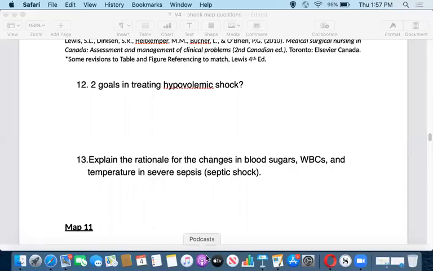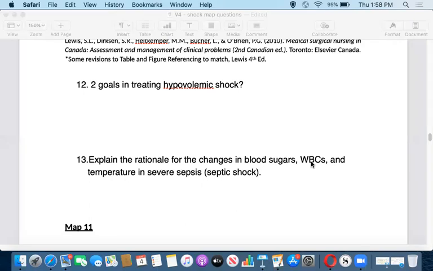Question 13 here, explain the rationale for these three things: blood sugars, white blood cells, and temperature in severe sepsis. Interestingly enough, one thing these all have in common is sugars could be high or low in sepsis. Early on, sugars could be high because of the stress response. Later on, they could be low because you run out of glycogen stores. That's assuming we don't replenish them, assuming we don't give the patient anything.